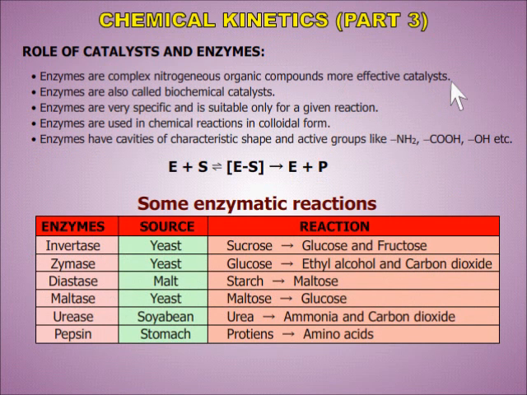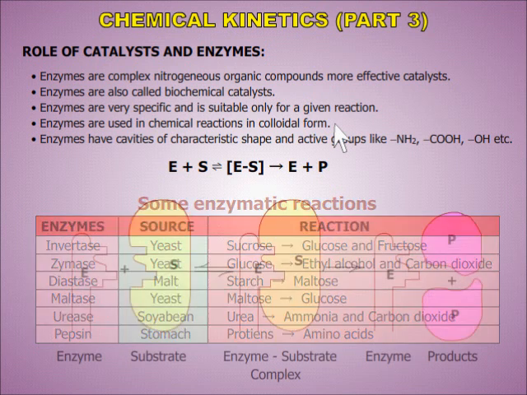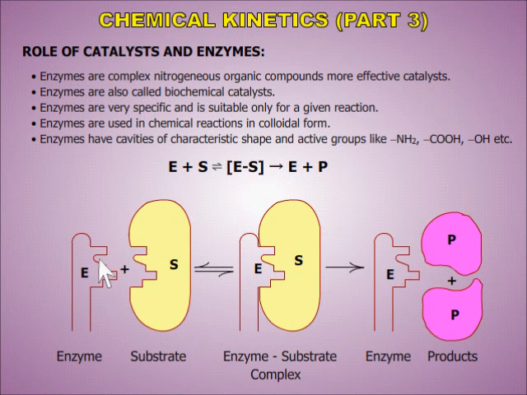Enzymes are complex nitrogenous organic compounds and act as even more effective catalysts and are termed biochemical catalysts. Enzymes are very specific and suitable only for a given reaction. Enzymes are used in chemical reactions in colloidal form, which has cavities of characteristic shape and active groups like NH2, COOH, and OH, etc. These cavities can only accommodate specific reactants called substrate and form an enzyme-substrate complex intermediate. This is the lock and key mechanism. Finally, the product is formed.